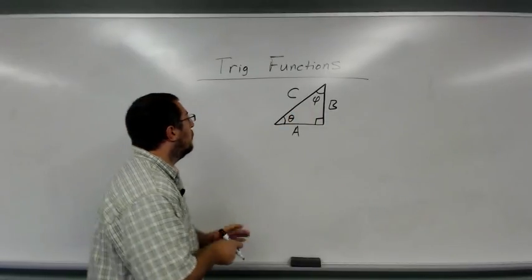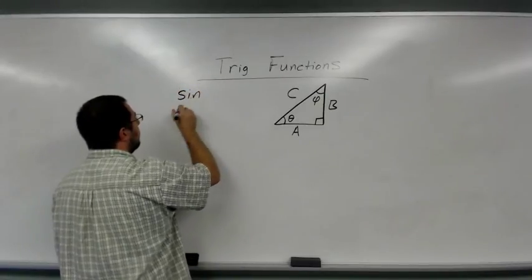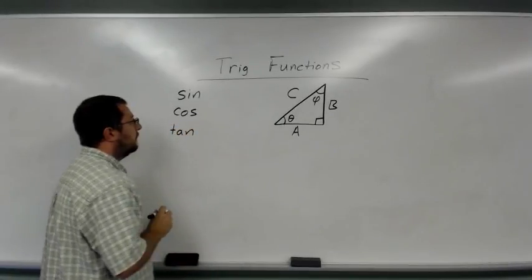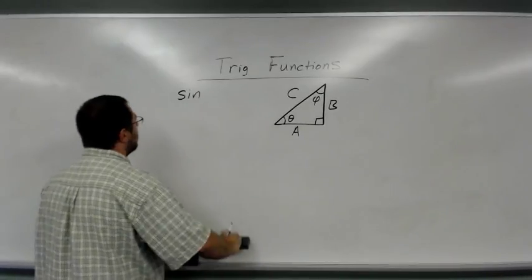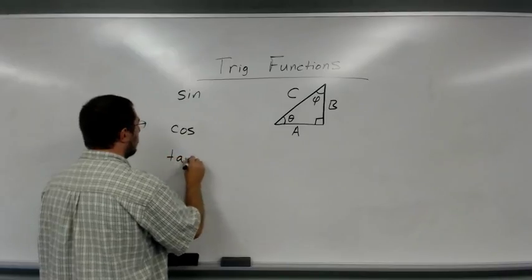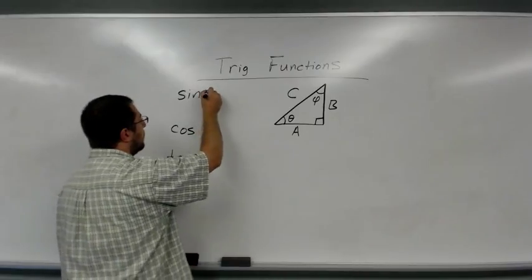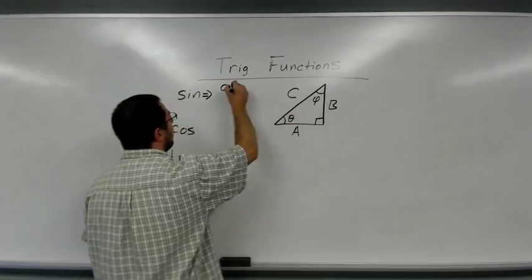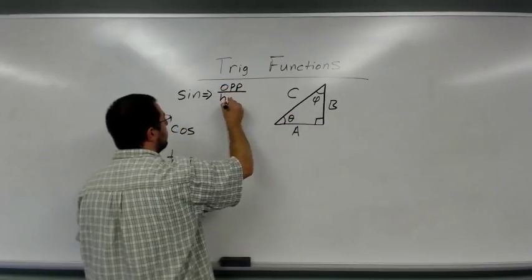Now, our three basic trigonometric functions are sine, cosine, and tangent. Okay? Sine, cosine, and tangent. And let me actually give a little more space here. So the sine trig function means whatever angle I'm looking at, I'm going to take the opposite side and divide it by the hypotenuse.